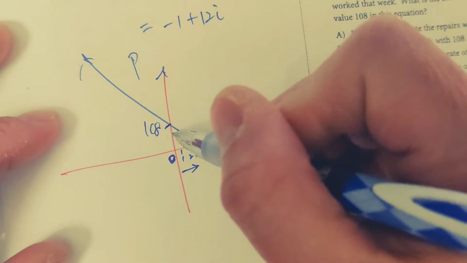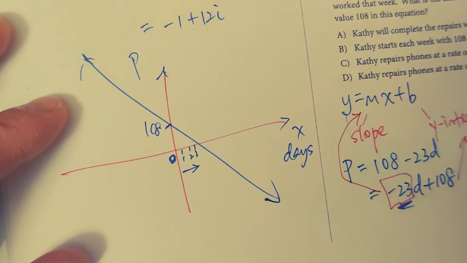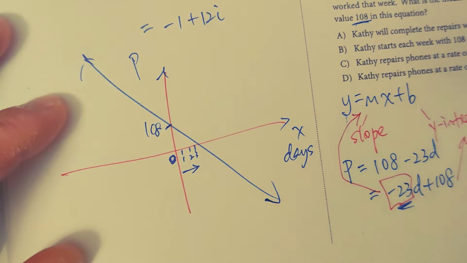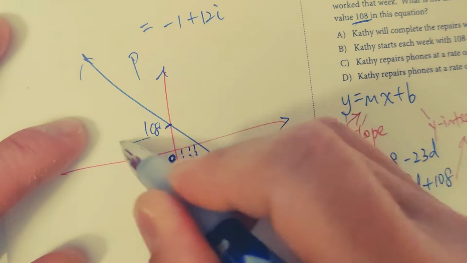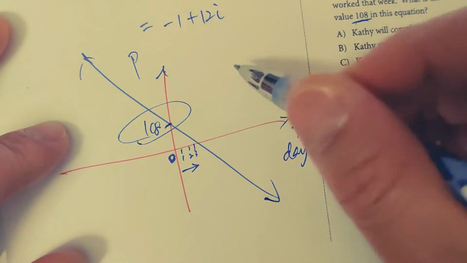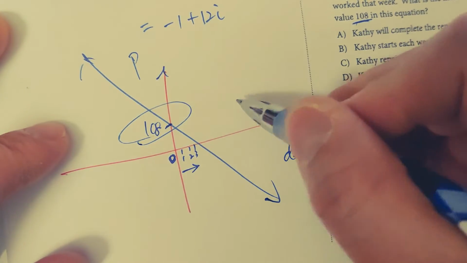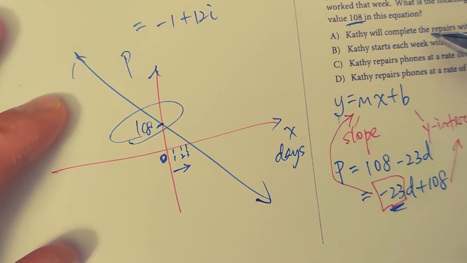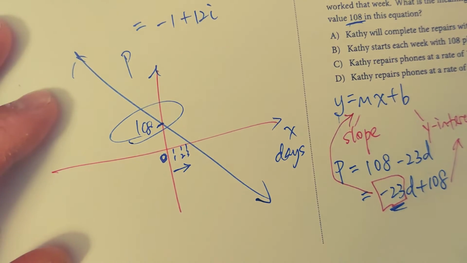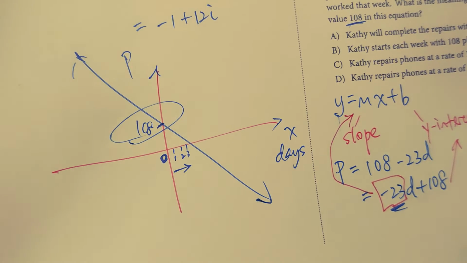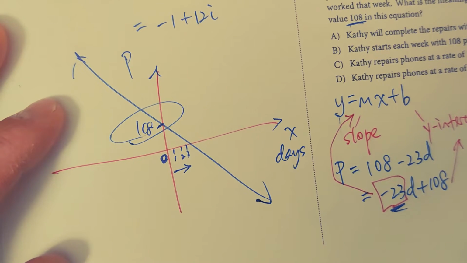And so when you take a look at this value, it asks what is the meaning of the value 108 in this equation? The meaning is this is what she starts with. This is the number of phones that she starts with for repairing. So for the multiple choice here, you can just look for the one that says the phones that she starts with, and you can see that the answer will be B.